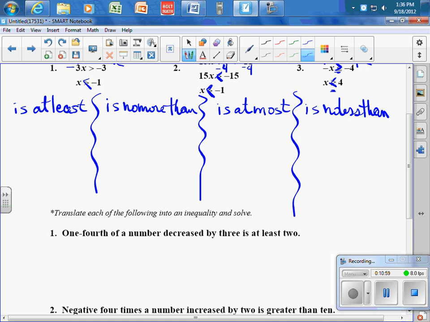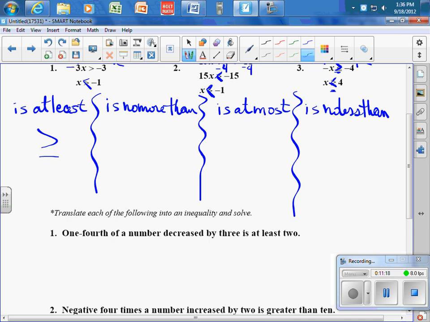Well, is at least, let's think about that for a second. At least, the least it could be. The least it could be, meaning it could be greater or it could be equal to, but it can't be less than that. Is at least. So it could be greater than or equal to.